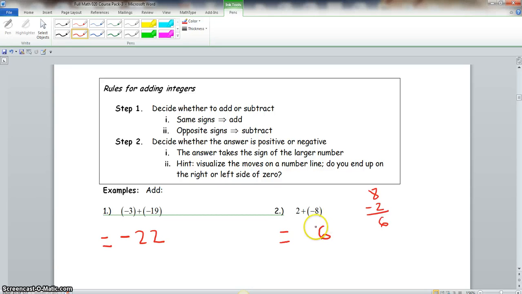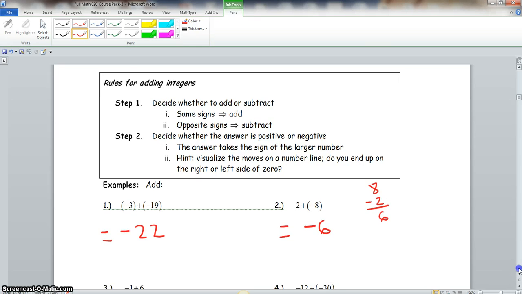But we need to know whether it's going to be a positive 6 or a negative 6. To determine which one, think of the distance from 0. This is 2 from 0. This is 8 from 0. So 8 is larger than 2. So your final answer would be a negative 6.